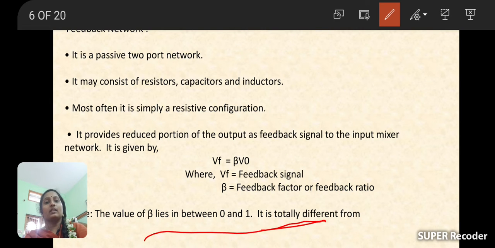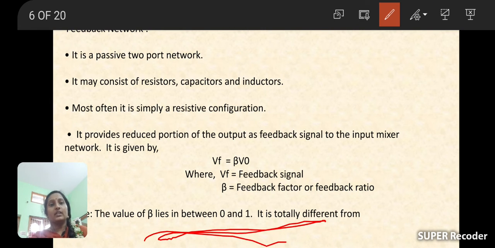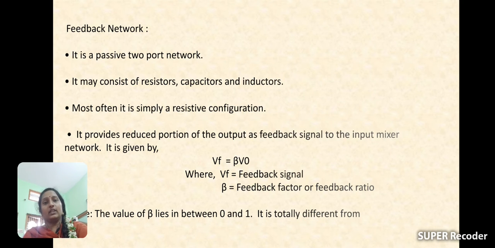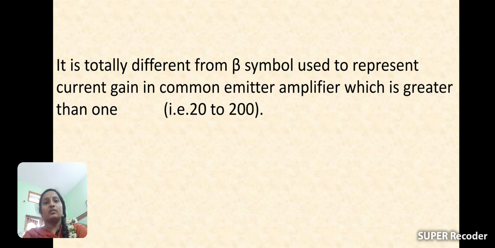Very important. The value of beta lies between where to where? 0 to 1, or 1 to 10, or 1 to 100. So many options are there, but whatever the options may be, what is our answer? Only 0 to 1. Okay. So this is about the feedback network.